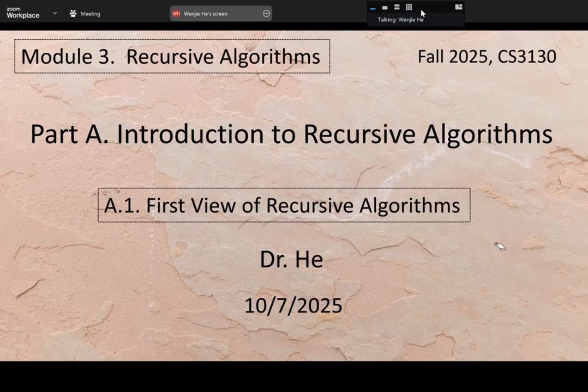All right. 8.8, Part A, Introduction to Recursive Algorithm. 8.1, First View of Recursive Algorithm.